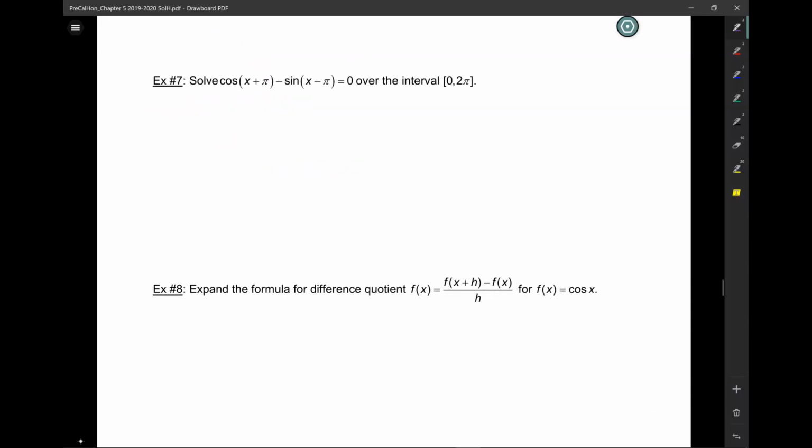Okay. Oh my gosh. Now look. We have an equation. Remember 5.3? We solved equations. Okay. Look at this one. What do you have? Cosine A plus B. Hey, that's like a sum and difference identity. But there's more. Minus sine A plus B. Hey, that's like a second sum and difference identity. Twice the chance to use an identity in one problem. So let's do it. This is like 3 mini problems in one.